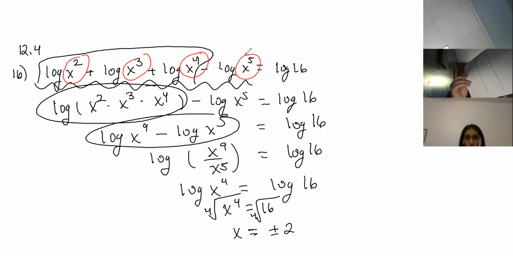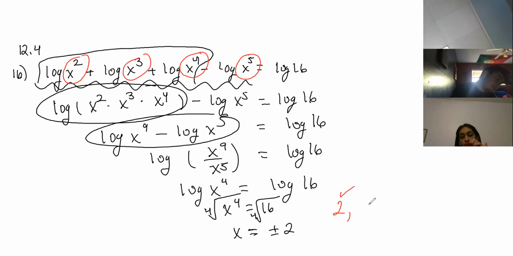And remember, the types of numbers you cannot come up with are negative numbers or 0. So let's check positive 2. Is positive 2 squared going to stay positive? Yeah. What about 2 cubed, 2 to the 4th, and 2 to the 5th? Is it always going to be positive? Yes.